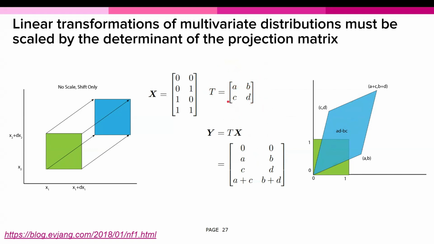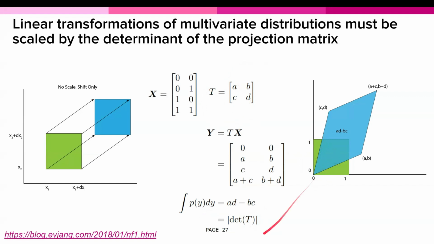This determinant, or more precisely, its absolute value, tells us how much the linear transformation scales. So the total area of that parallelogram is the absolute value of the determinant of the transformation matrix. And that absolute value of the determinant tells us how much the linear transformation defined by T scales the area, or volume in higher dimensions.